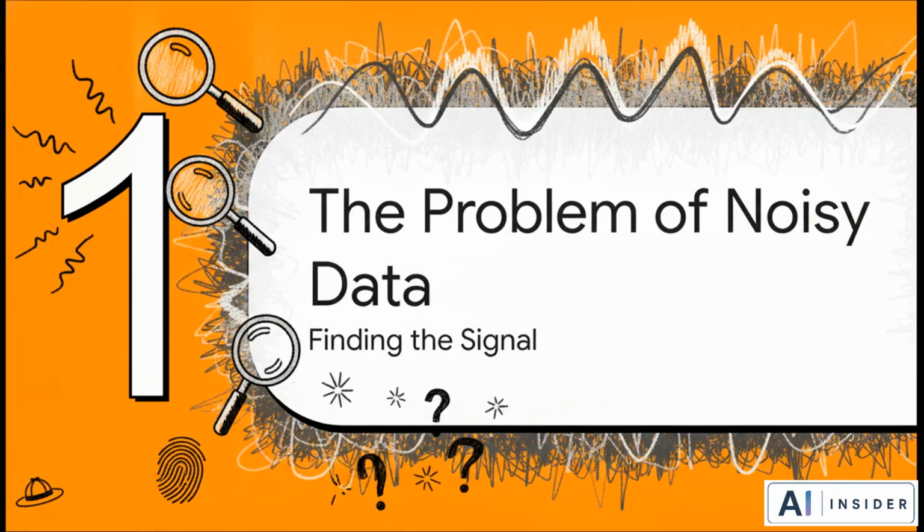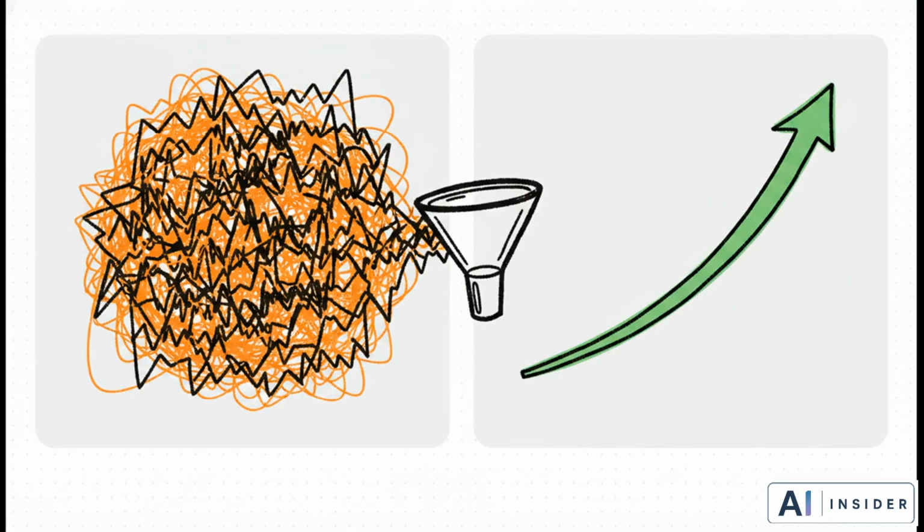Section 1, the problem of noisy data. We're starting off this detective story with a really fundamental challenge. Almost every time series you're ever going to encounter contains random, unpredictable fluctuations. So it basically boils down to this. We have to separate the actual signal, the stuff we really care about, from the distracting noise that's constantly hiding it.